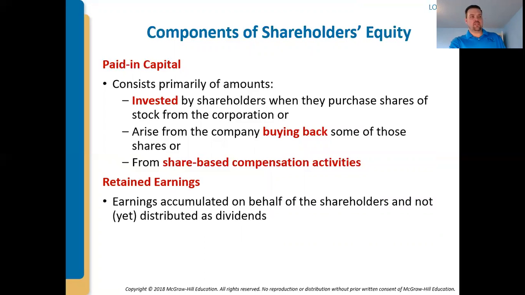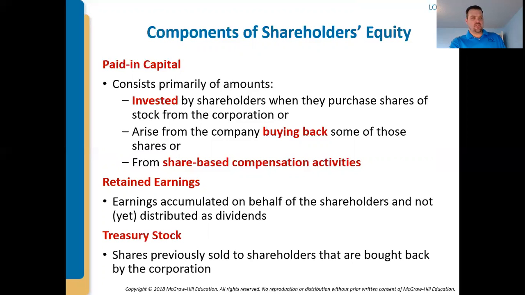Retained earnings, on the other hand, are earnings accumulated on the shareholders' behalf, not yet distributed as dividends. And treasury stock is shares previously sold to shareholders that are bought back by the corporation.